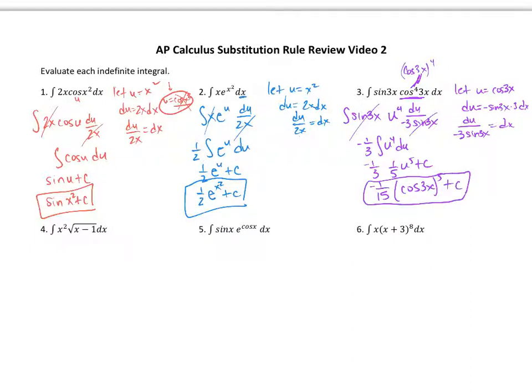All right, moving on to number 4. Here on number 4, let's take a look at this. We've got the integral of x squared times the square root of x minus 1 dx. All right, so let's let u equal this x minus 1. Again, what's in the square root is typically a good first choice. So let u equal x minus 1.